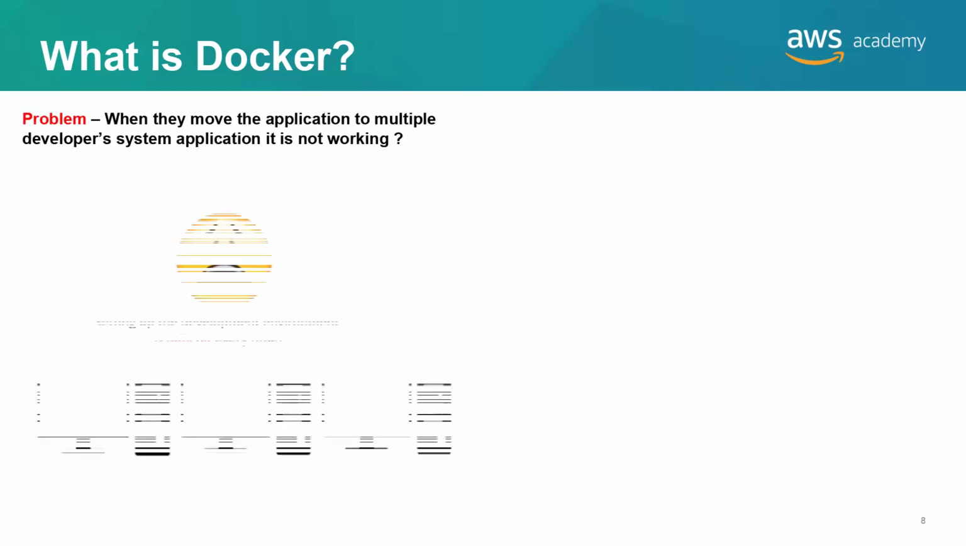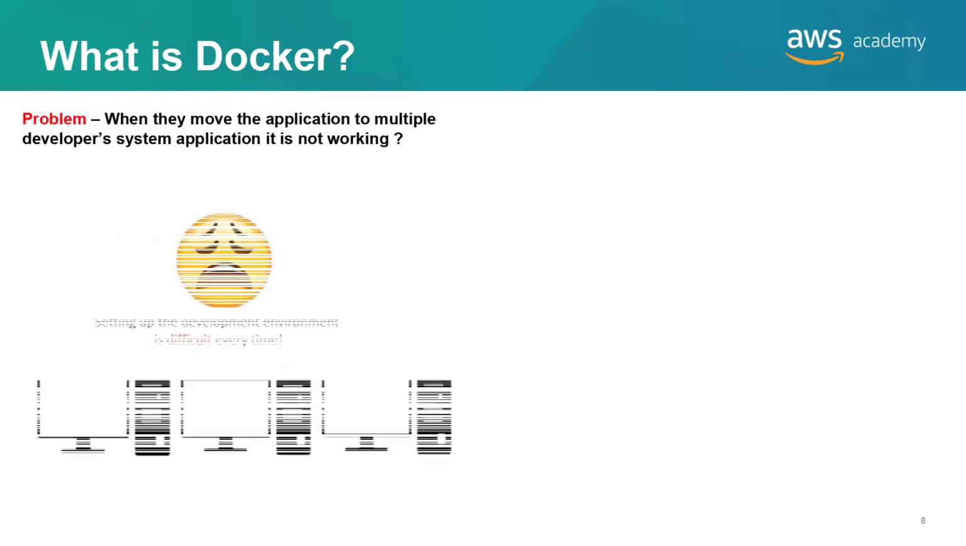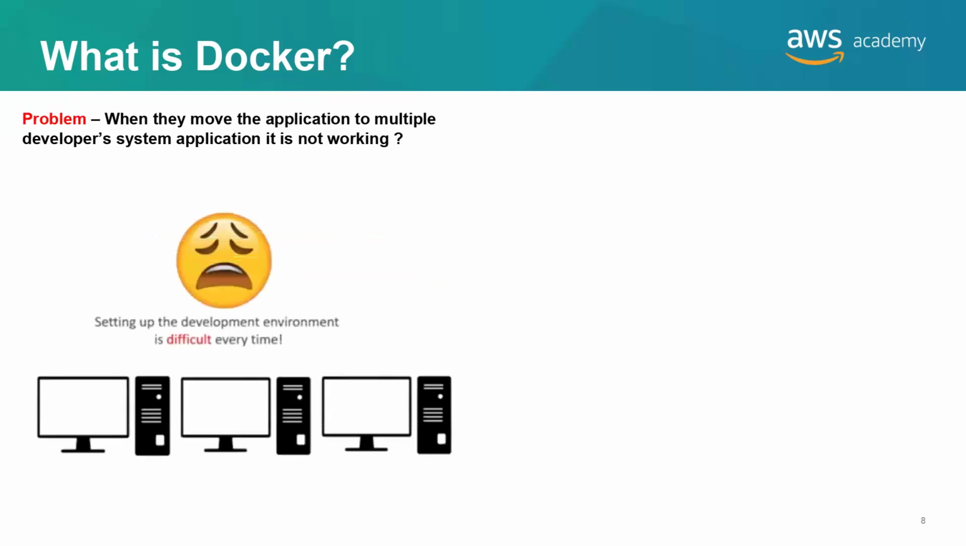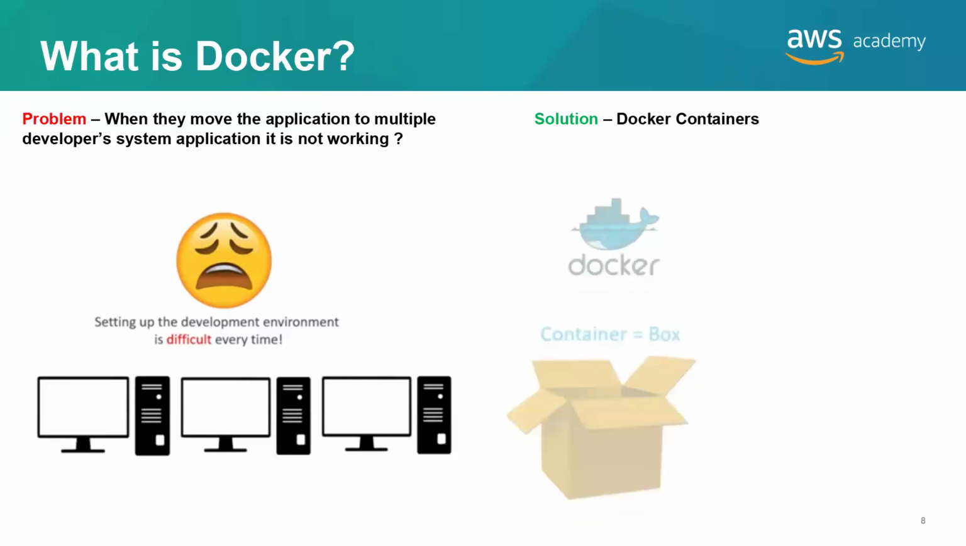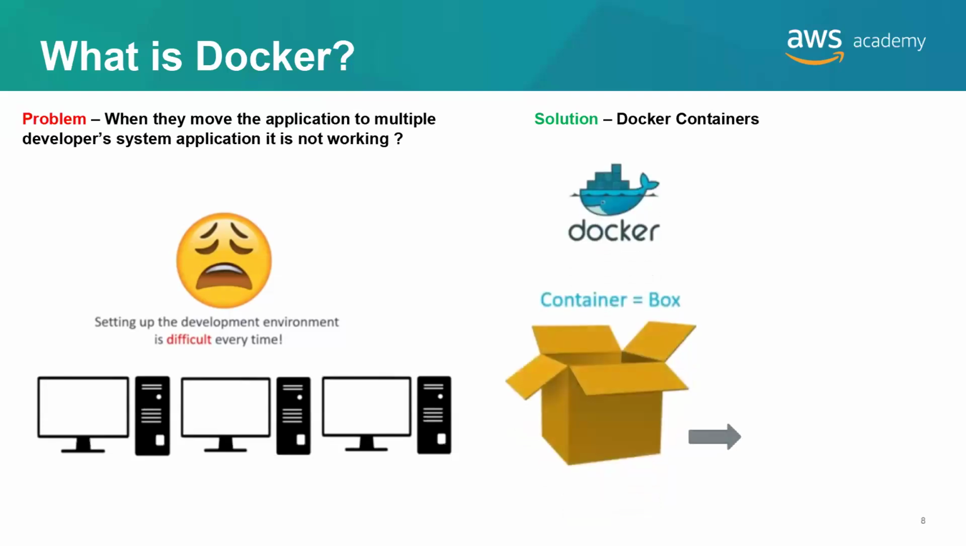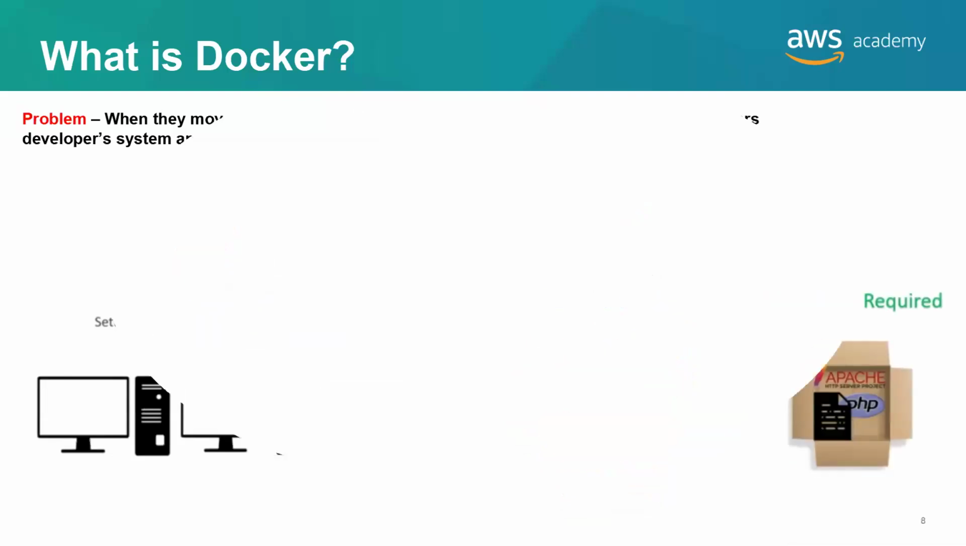So setting up the development environment is difficult, because every time we move from one place to another we have to keep on installing. So what do we have to do? The solution comes here: Docker containers. Now a Docker container is nothing but a container like a box. This box will have all the software required, and it will keep everything inside this container.